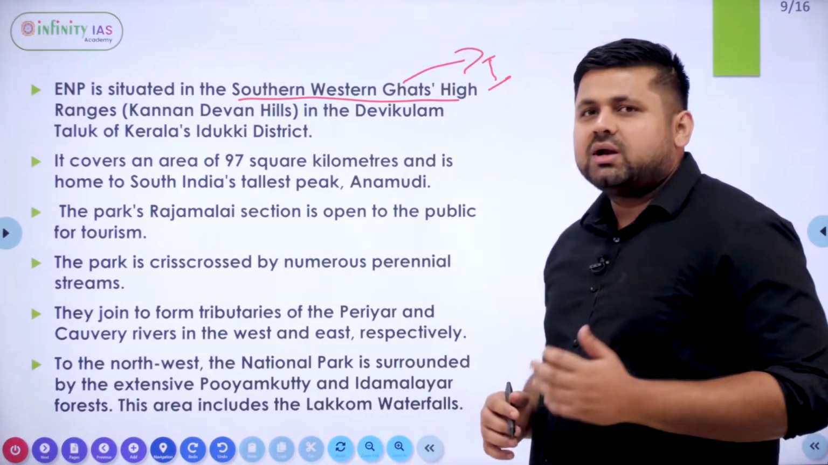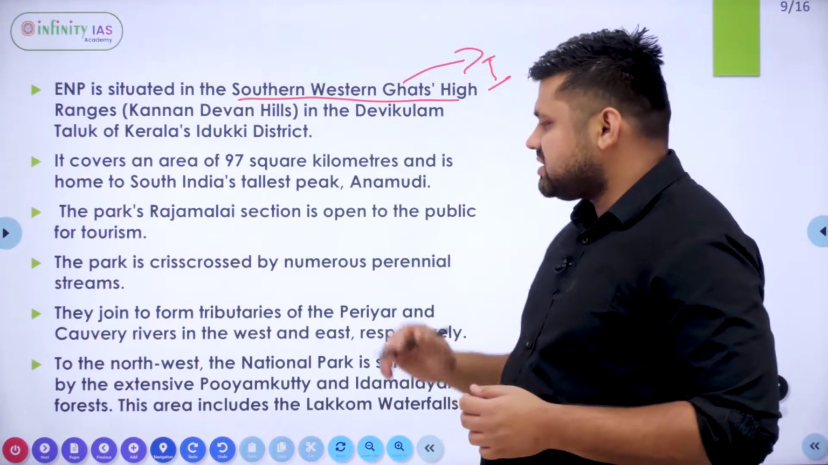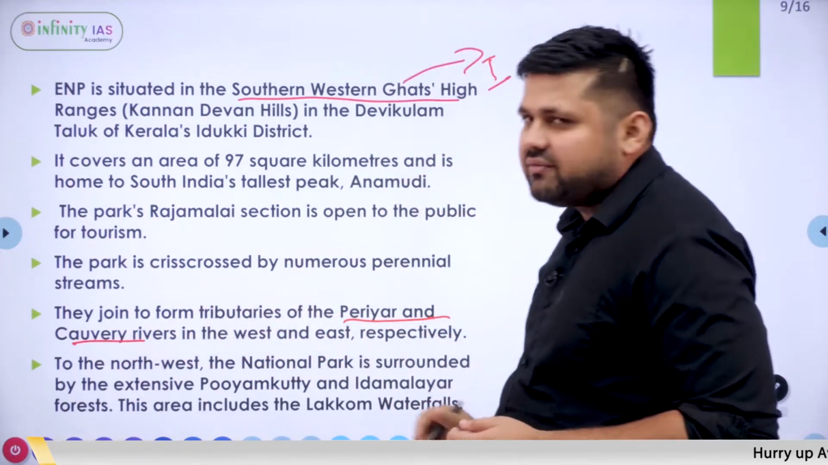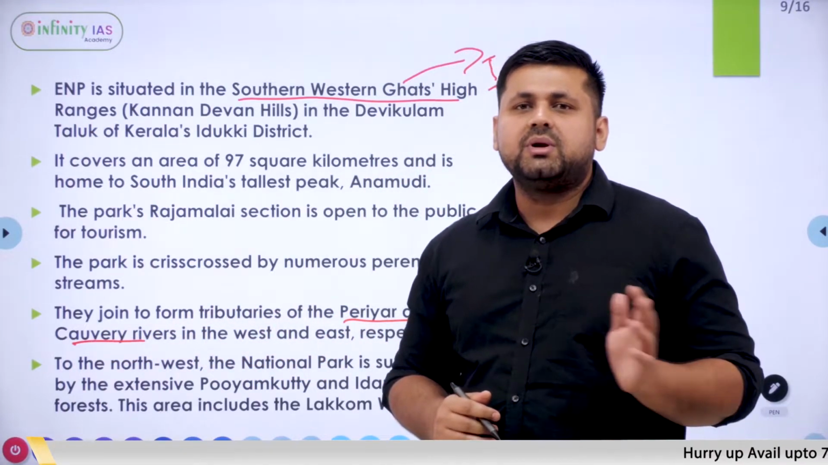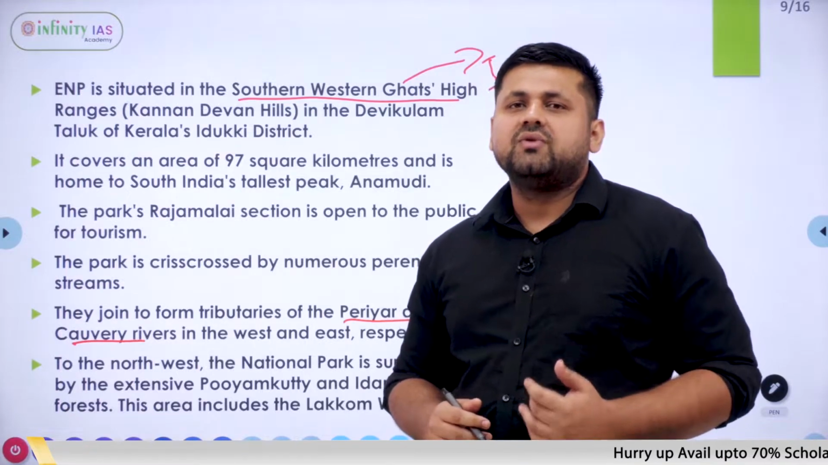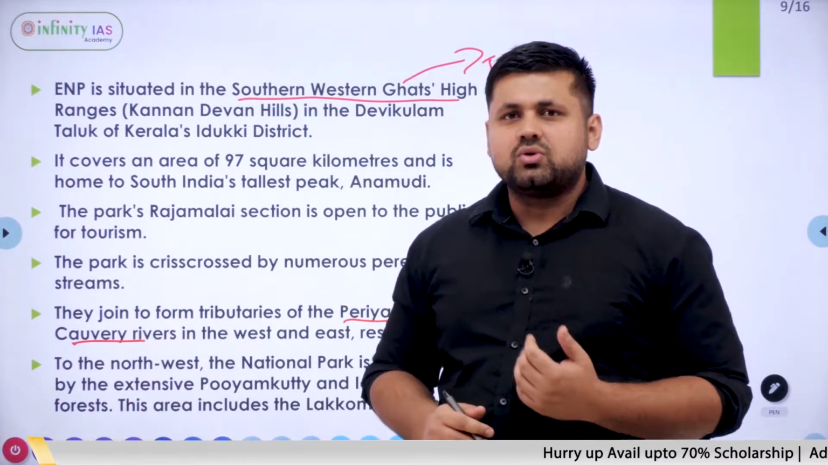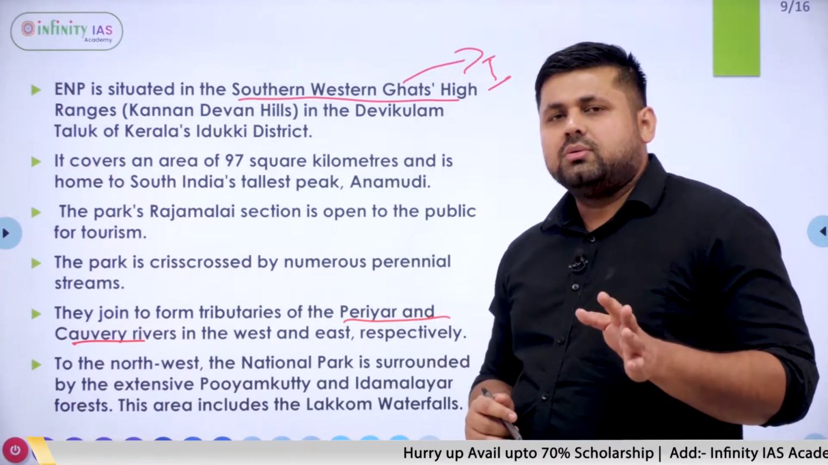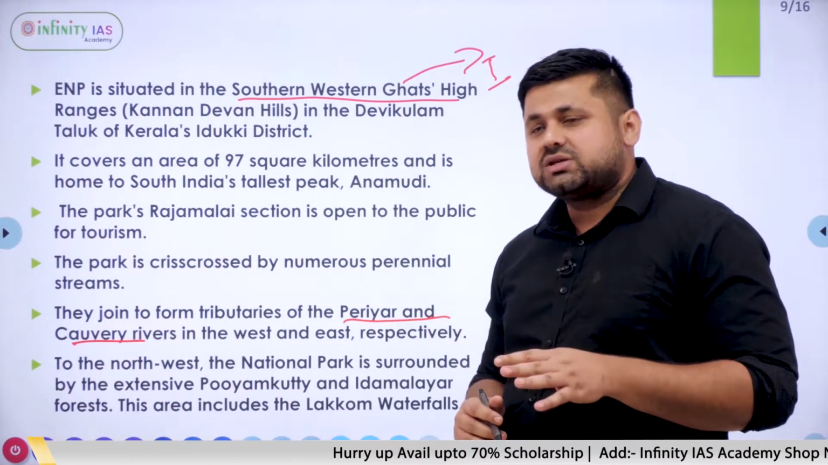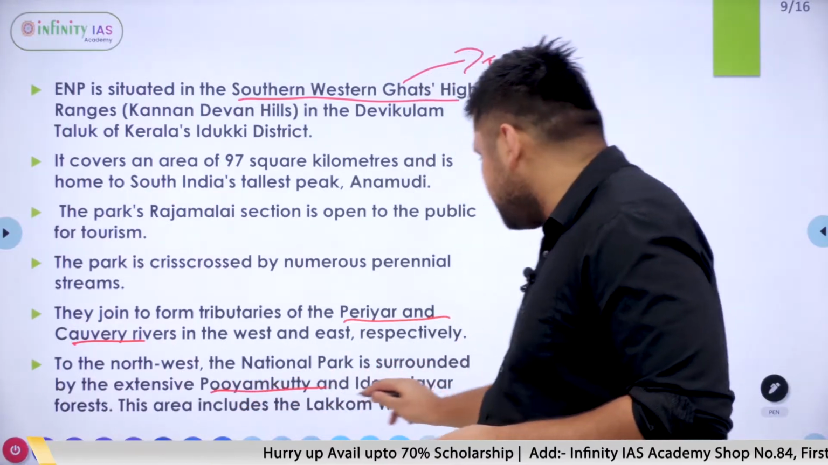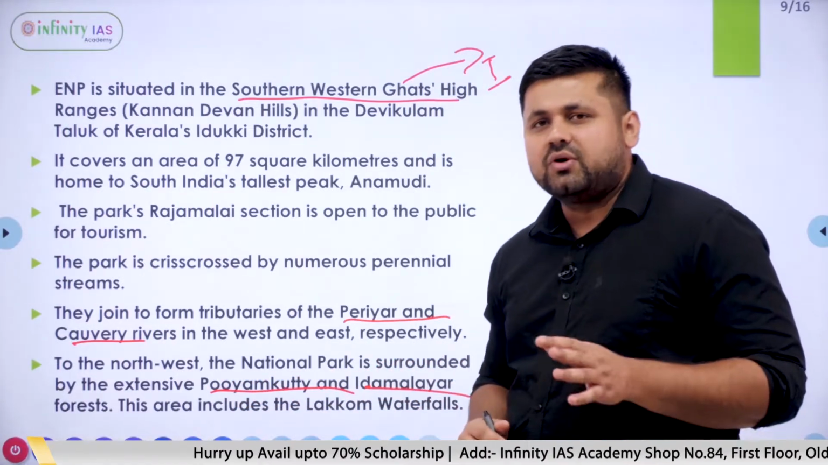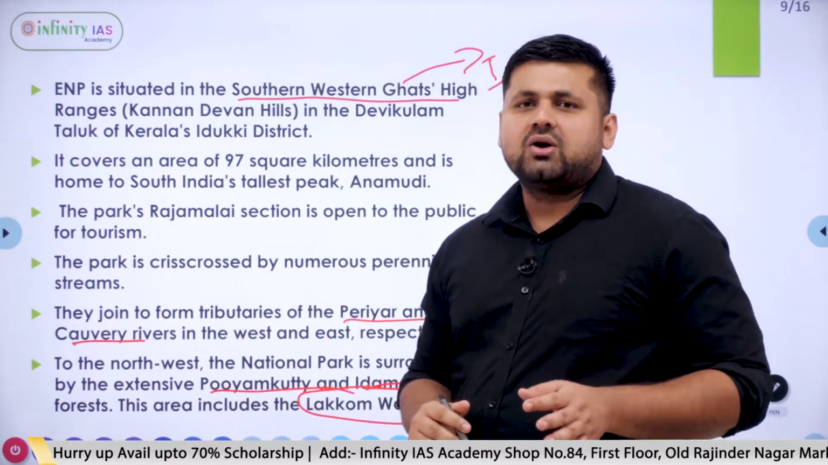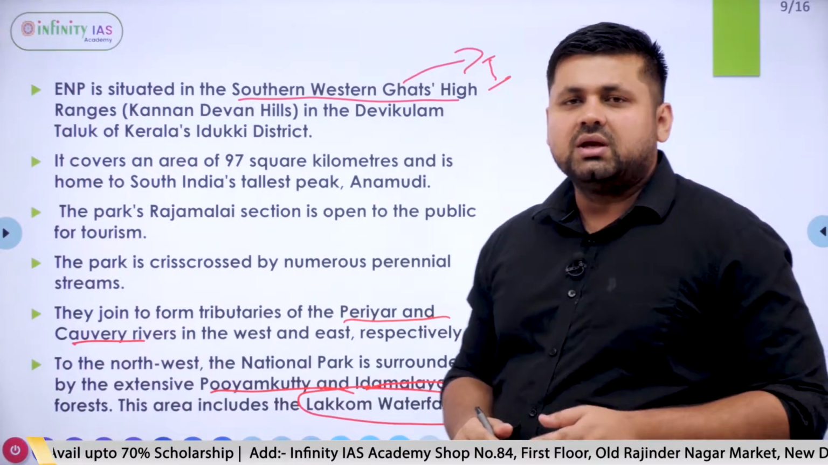Now, there are important rivers which crisscross the national park, and the important rivers are the tributaries of Periyar and Kaveri river. And Periyar river empties into the Arabian Sea, and the Kaveri river empties on the eastern coast of India. Now, there are also famous forests in the national park. The names of the forests are Poyamkutti and Idamalayar forest, which are found in the national park, and a famous waterfall with the name of Lakkam waterfall is found in the national park.